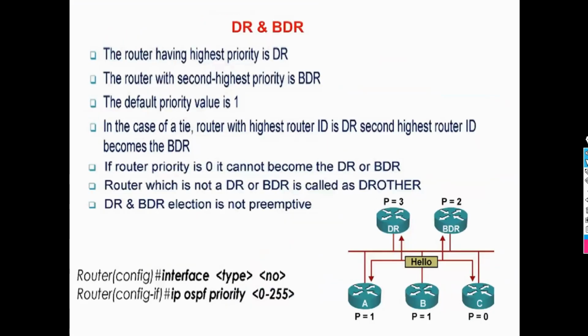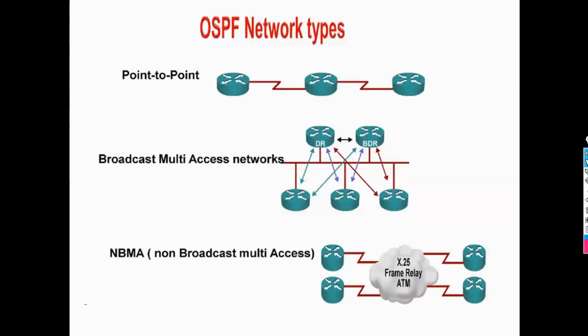Okay, now let's talk about OSPF network types. In OSPF, we have network types. The first one is called point-to-point. The second one is called BMA network, or broadcast multi-access. NBMA is an old technology, so no one uses the NBMA network type. Frame Relay, ATM, X.25 are old technologies, so you will not get these options. You will get only these two options here.